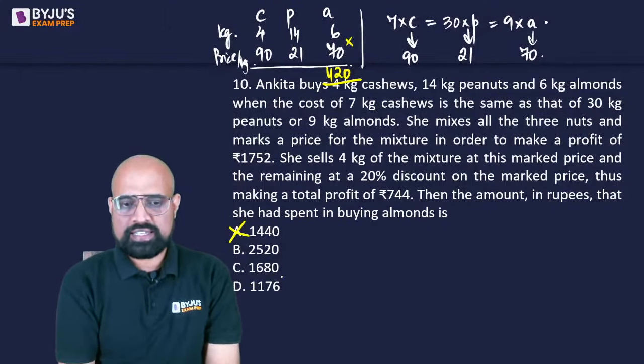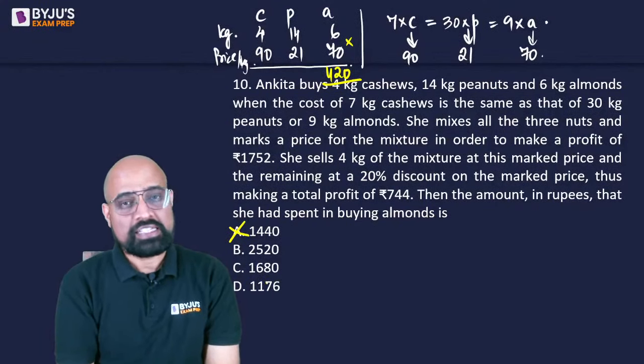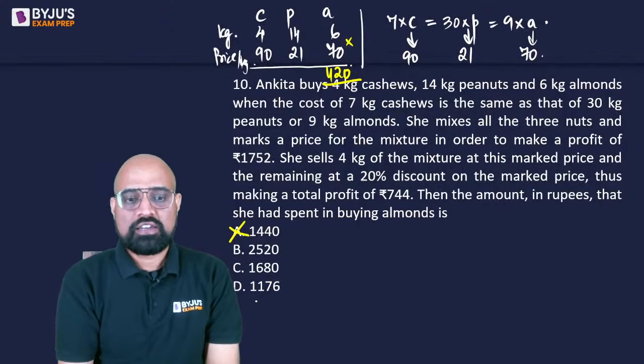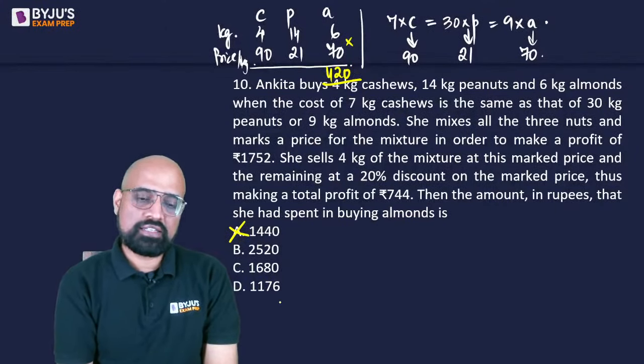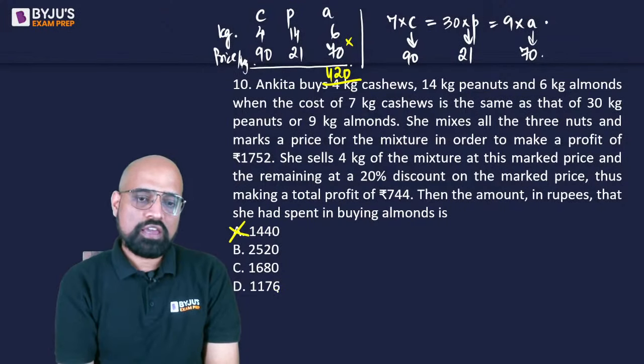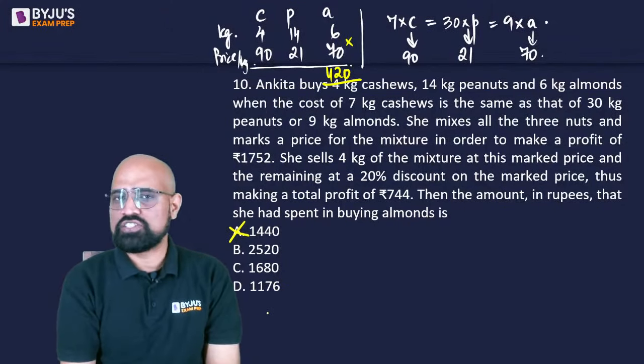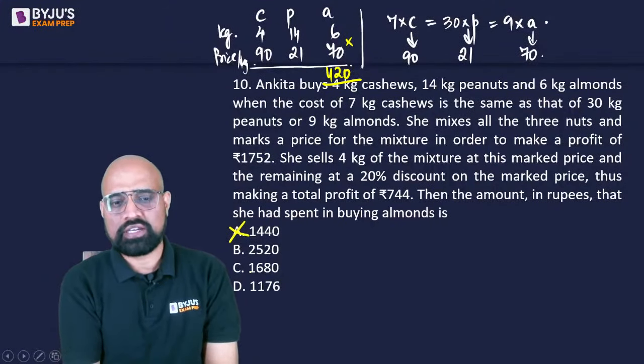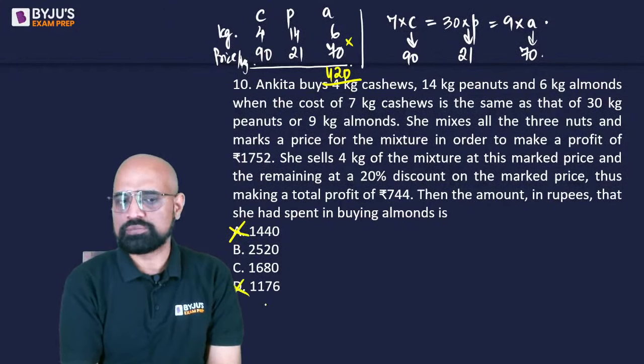C is 1680. This is in the table of 7. Yes. Is it in the table of 3? Yes. 1176, is it in the table of 3? Yes. Is it in the table of 7? 4276, it is, but it doesn't end in 0, right? So we can't have a fractional price, right? So we can ignore D easily.